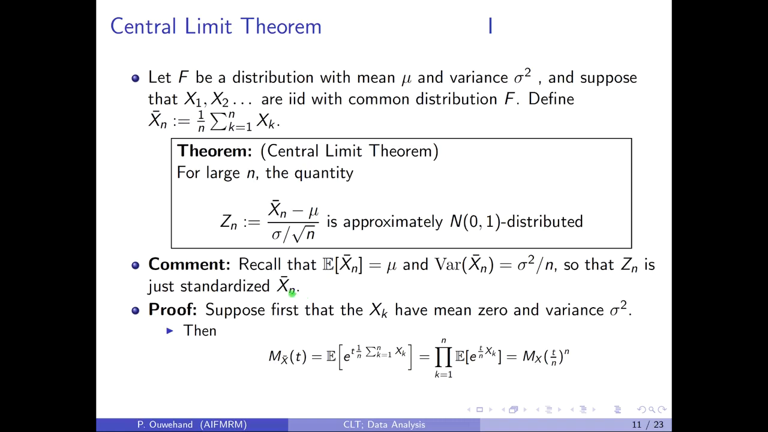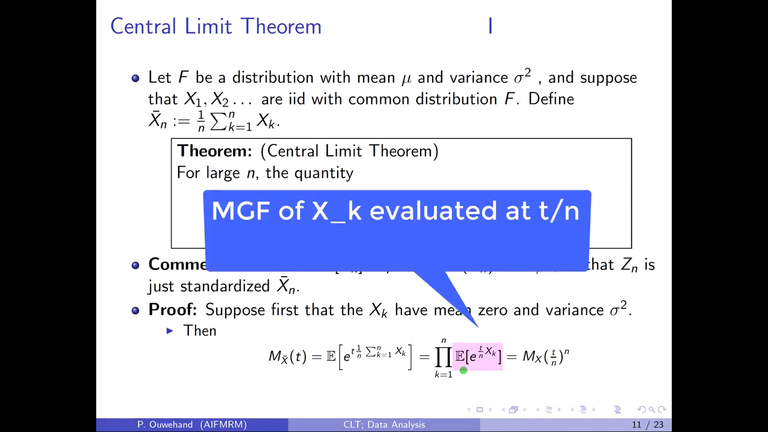We provide here an outline of the proof which uses moment generating functions. Suppose first that the xk all have mean 0 and variance sigma squared, and let us consider the moment generating function of the sample mean. We've dropped the subscript n in order to simplify notation. The moment generating function of x bar evaluated at t by definition is given by the following expectation. Now, since the random variables xk are all independent, this exponential and this expectation split as follows. And each of these factors is just the moment generating function of xk evaluated at the point t over n.